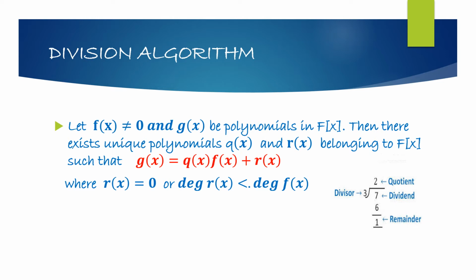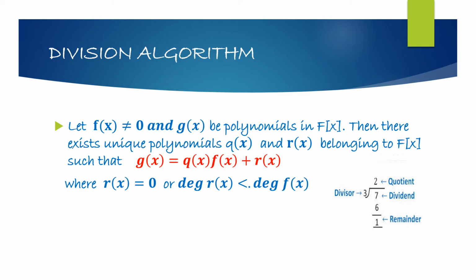Very simple. Don't complicate it with such theorems. Just observe this particular right hand side. So what I'm going to do here is, for example, let me consider this 7. This 7 is called the dividend. I'm going to divide this 7 by 3. If I divide 7 by 3, what do I get? 3 twos are 6. My remainder is 1.